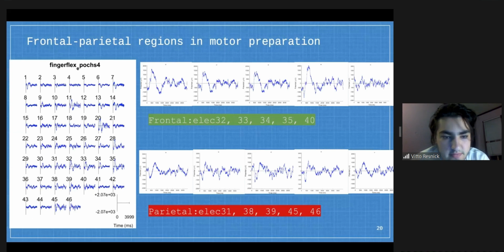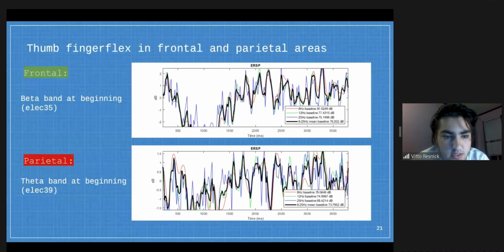So here are some time frequency plots. We looked at 2 electrodes, one in the frontal and one in the parietal lobes. This is data for the thumb finger flex. Electrode 35 in the frontal lobe had a beta band at the beginning of its time period, and then the parietal electrode 39 had a theta band at the beginning. So this shows the beginning of motor preparation. Next slide.